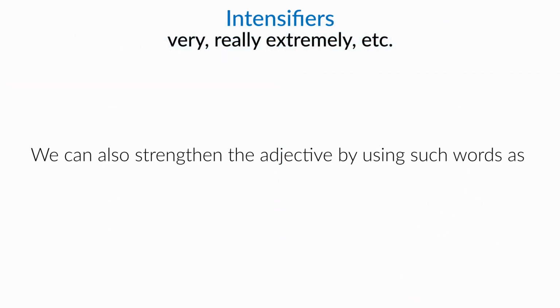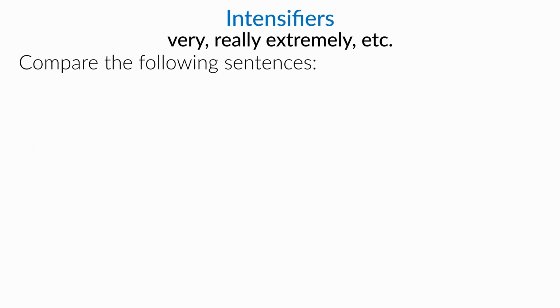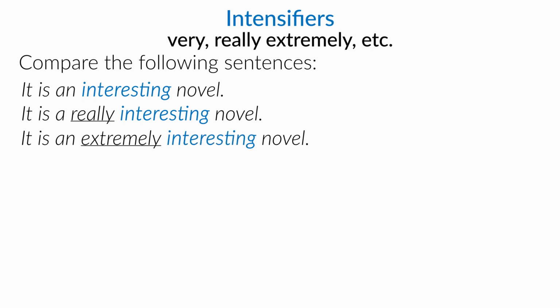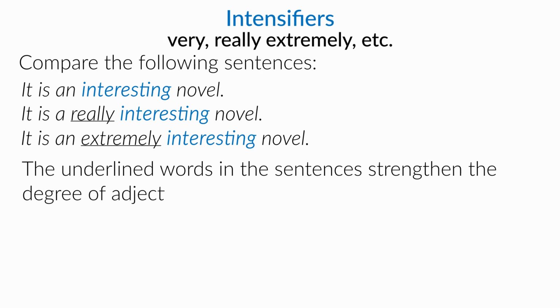Intensifiers. We can also strengthen the adjective by using such words as very, really, extremely, etc. Compare the following sentences. It is an interesting novel. It is a really interesting novel. It is an extremely interesting novel. The underlined words in the sentences strengthen the degree of adjectives and are called intensifiers.